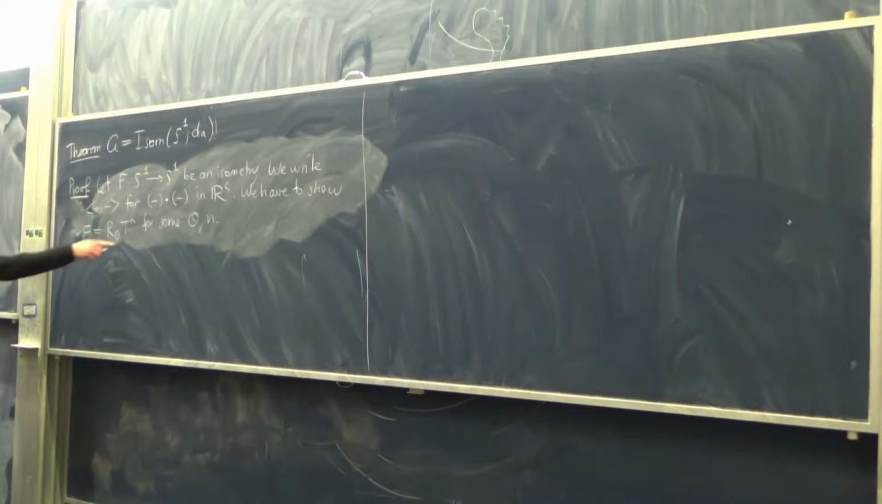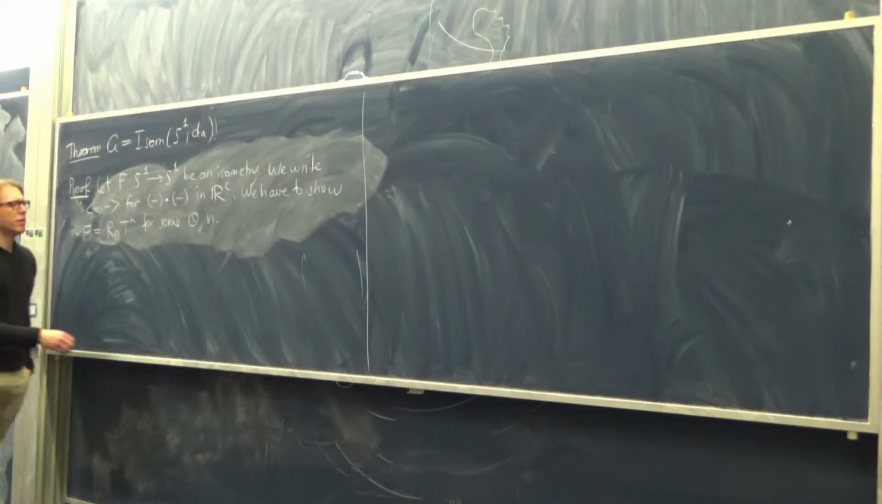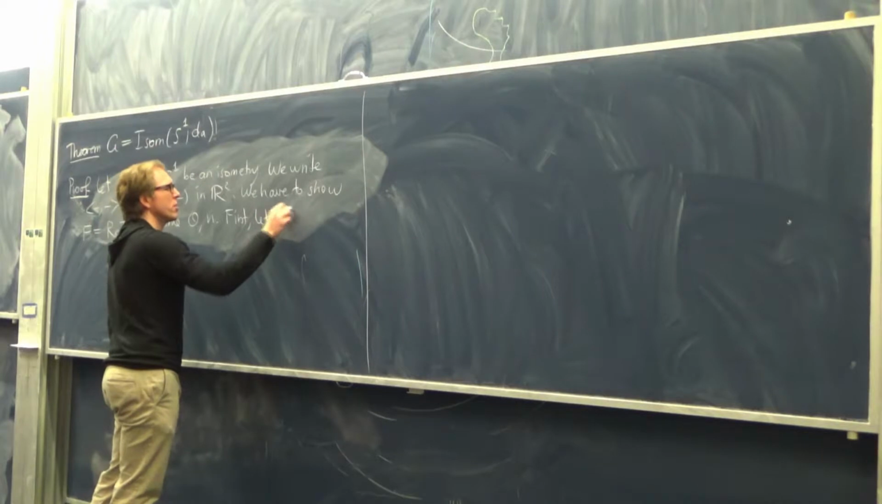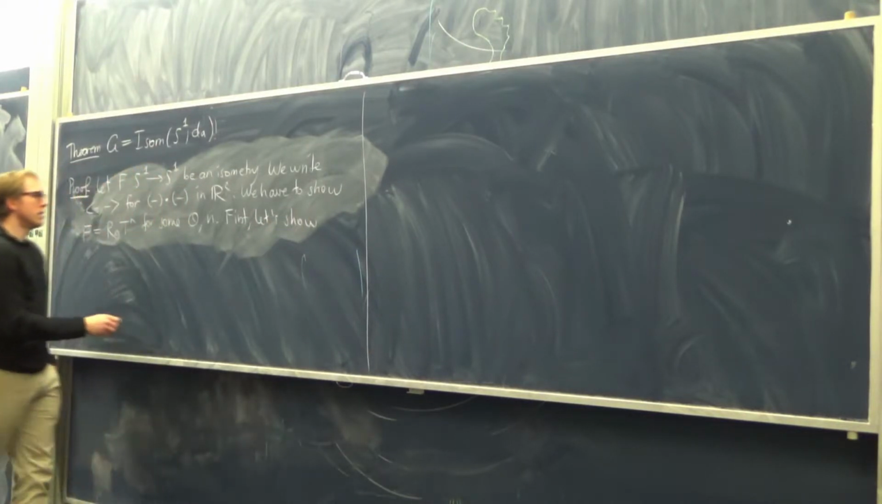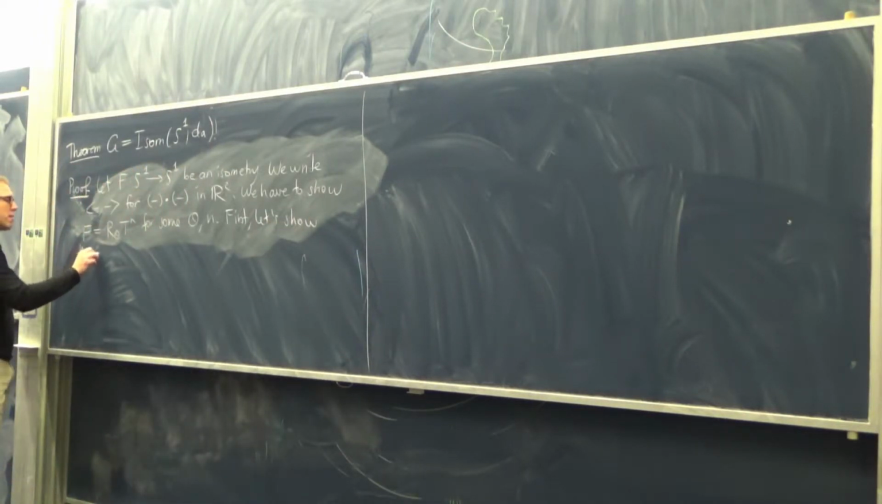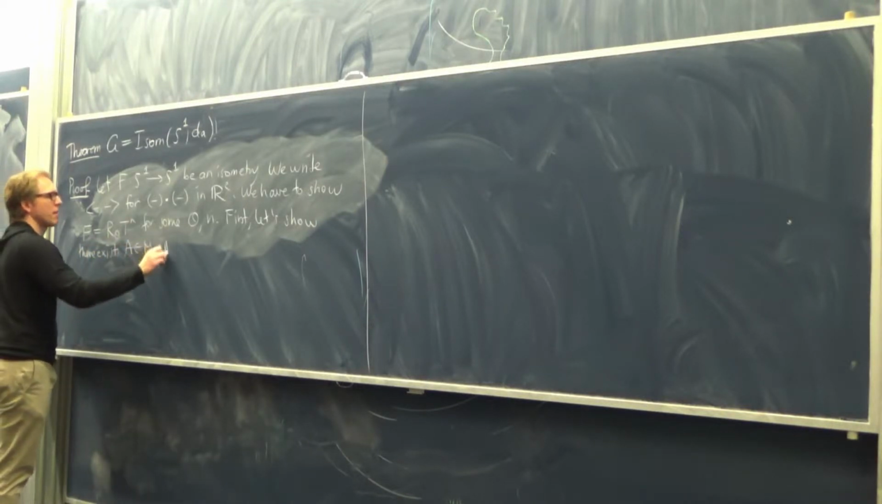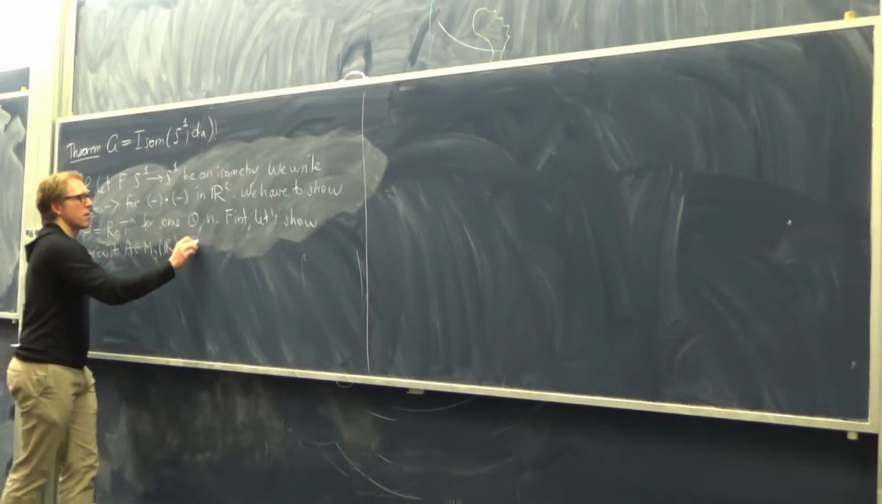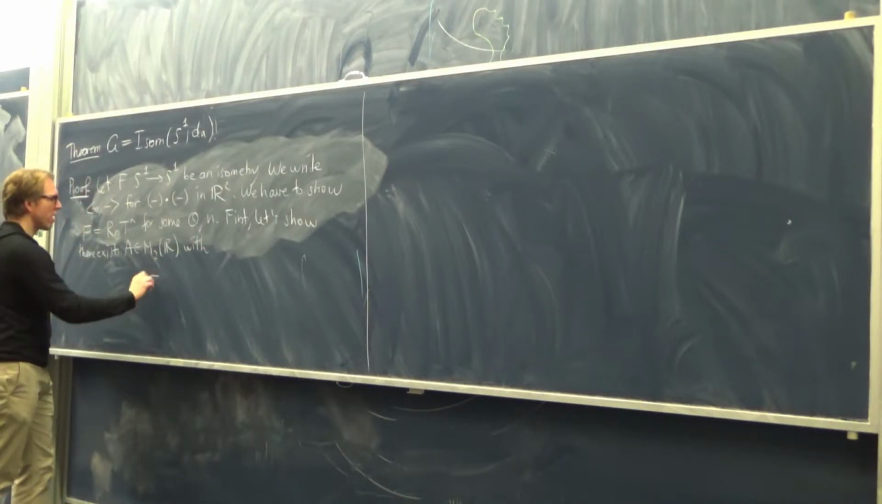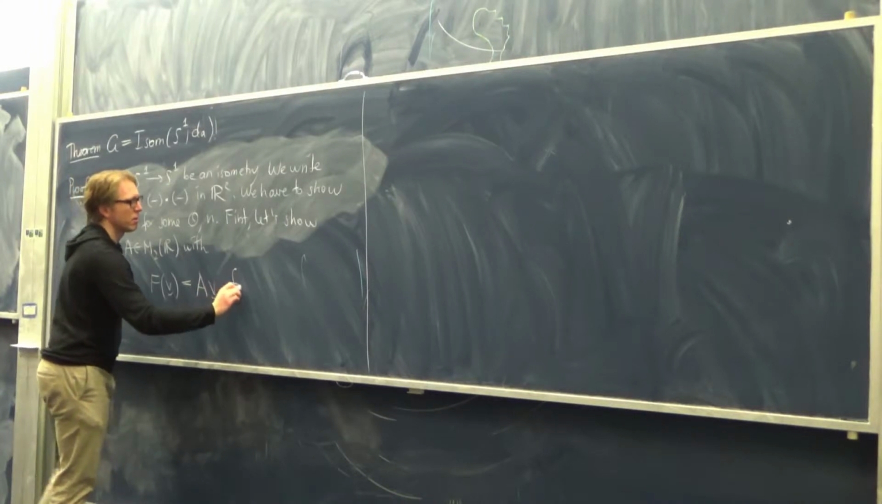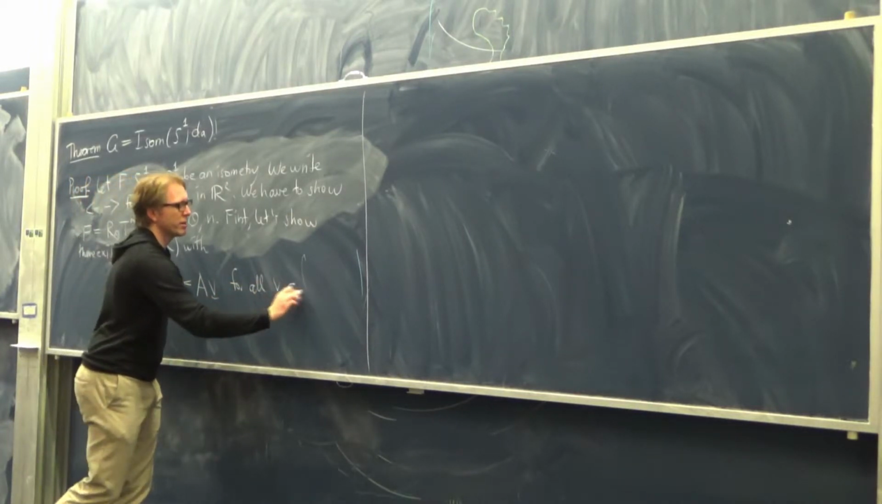Because these transformations, I mean, to say they're linear is to say that they act by multiplication by a 2x2 matrix. Right? So first, let's show there exists a 2x2 matrix A with FV equal to A times V for all V in S1.